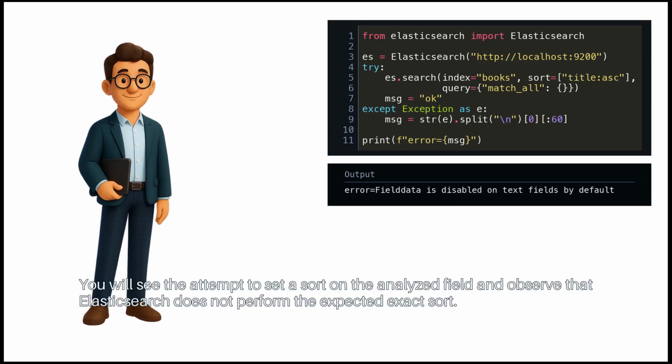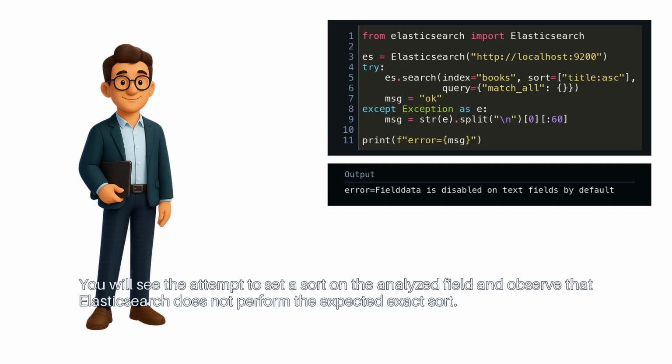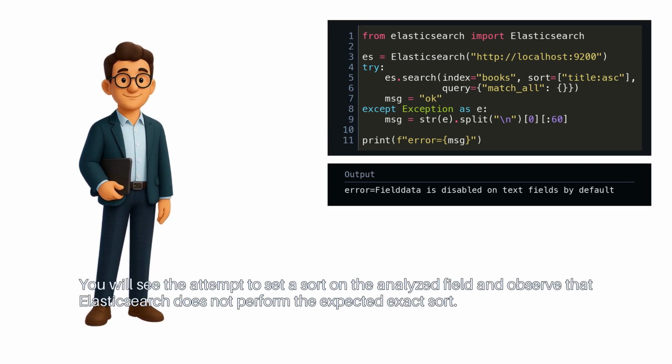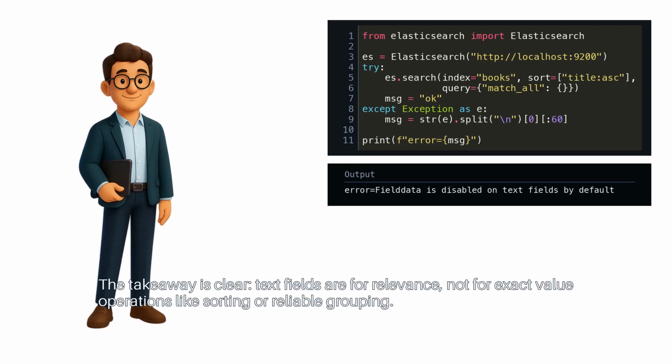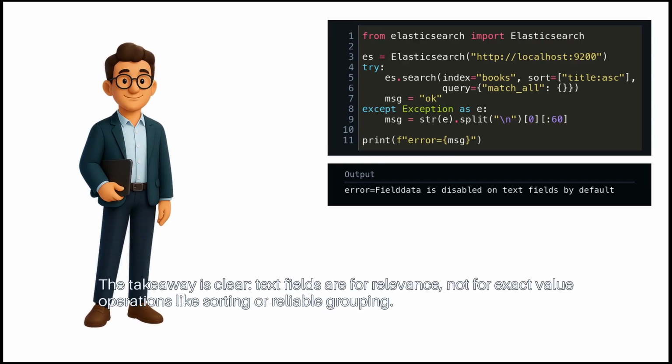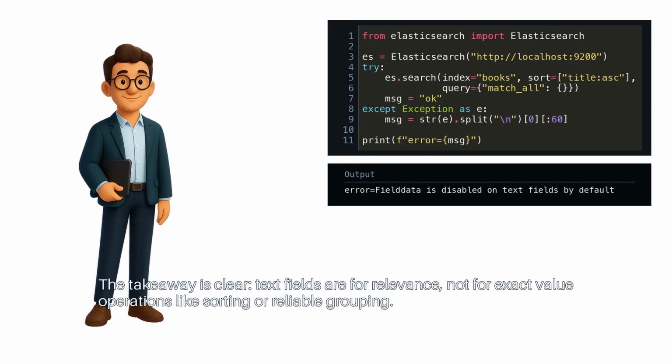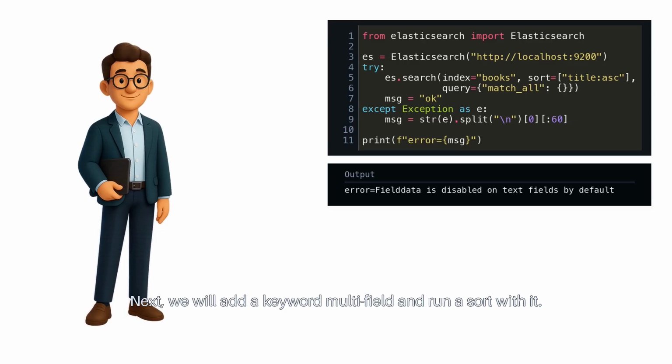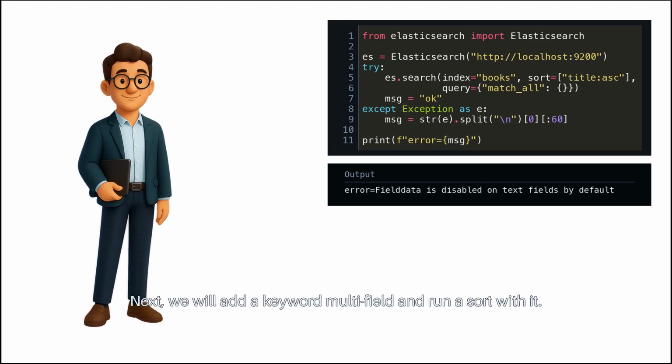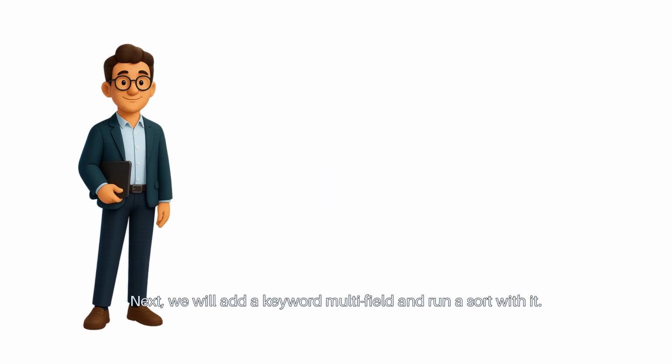You will see the attempt to set a sort on the analyzed field and observe that Elasticsearch does not perform the expected exact sort. The takeaway is clear. Text fields are for relevance, not for exact value operations like sorting or reliable grouping. Next, we will add a keyword multi-field and run a sort with it.